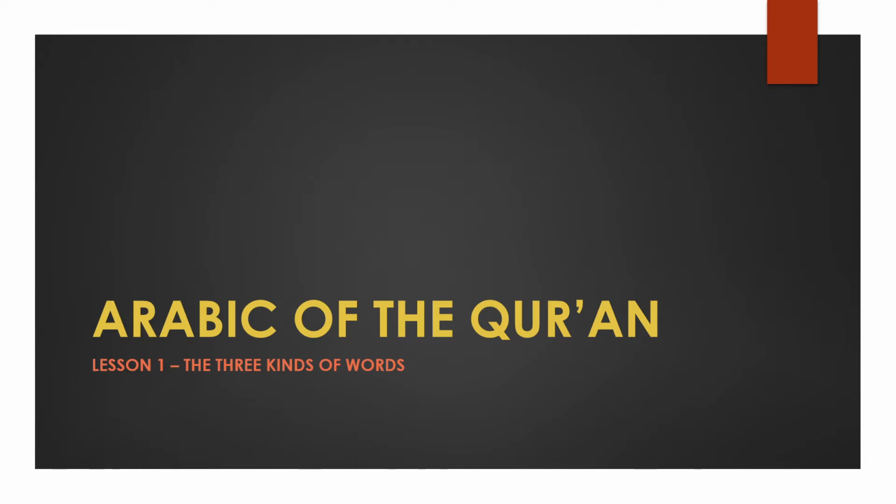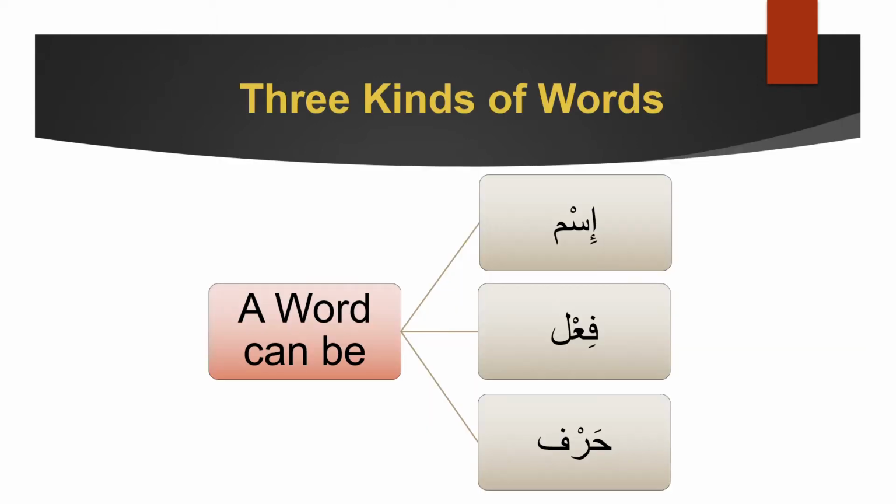Today we'll be doing lesson number one, the three kinds of words. In Arabic, there are three kinds of words. This means that any word you see in the Qur'an will be one of these kinds. A word in Arabic can be ism, it can be a fa'l, and it can be a harf.